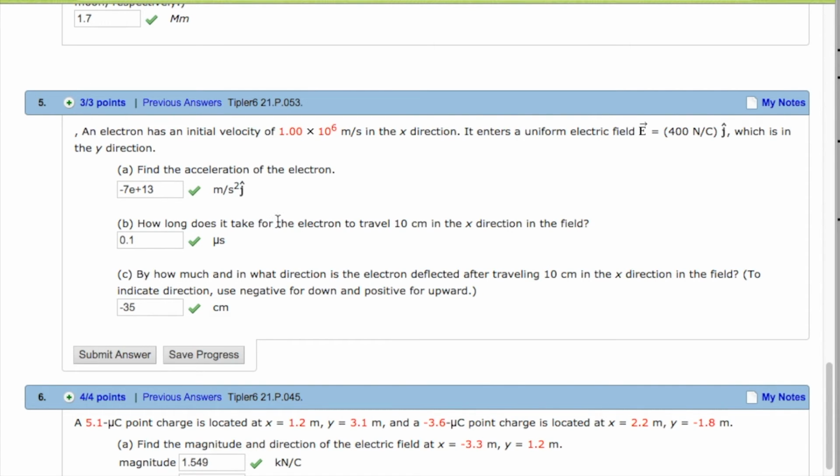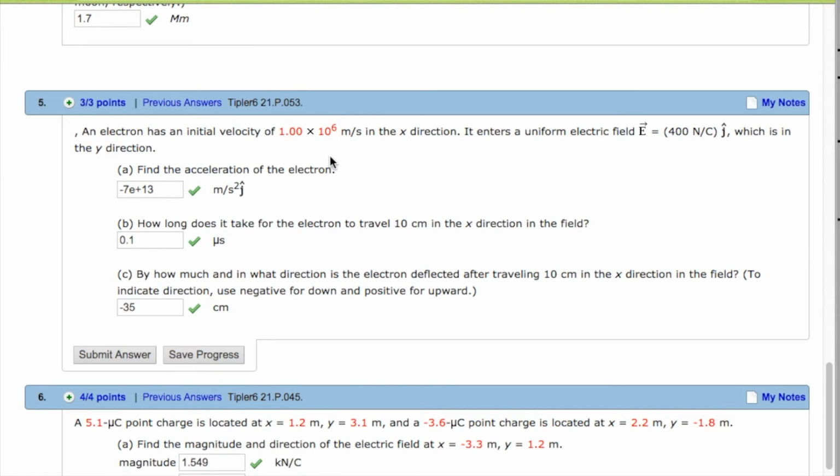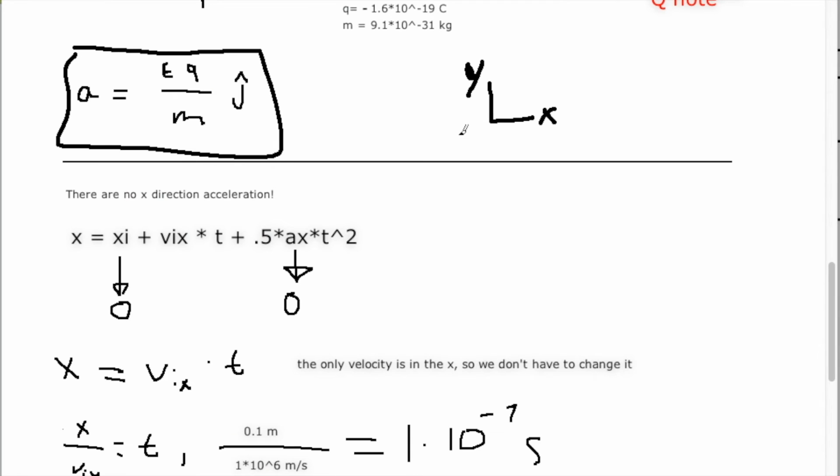And is this part B? I think so. How long does it take the electron to travel 10 centimeters in the x direction of the field? Well, there's no acceleration in the x direction whatsoever, so we can just use the kinematic formula. X equals x initial plus v initial x times t plus 1/2 a x times t squared. So it starts at 0, so that's 0. It has no acceleration in the x direction, but I believe it does have velocity. And it says the velocity is only in the x direction, so we don't have to do any cosine or sine theta.